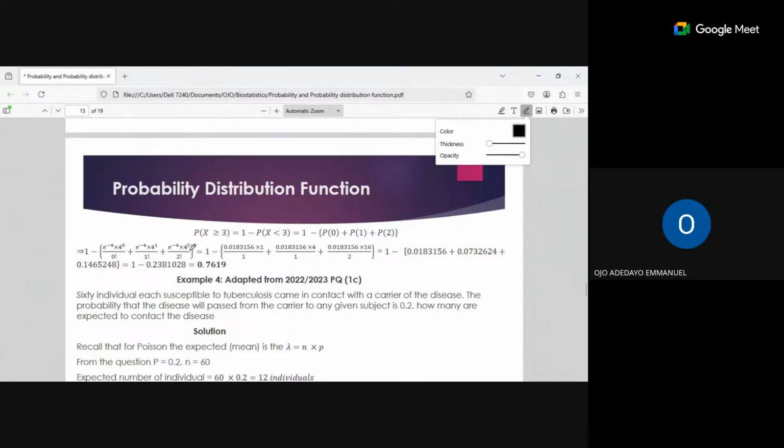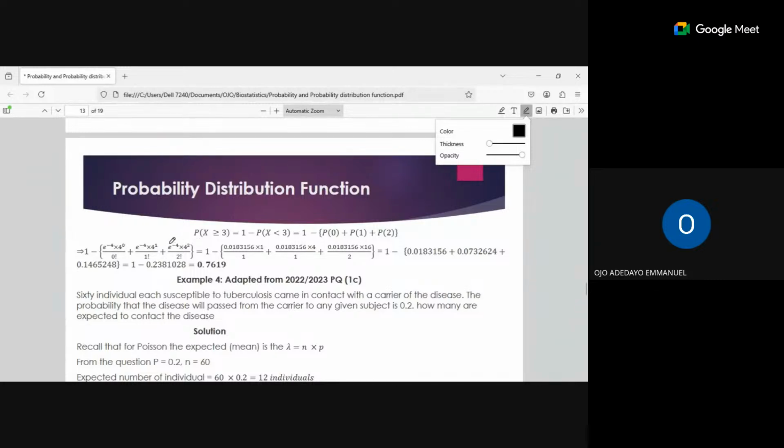The same thing, move to when x is equal to 1. Anywhere you are seeing x, put 1. X is in the lambda raised to the power x, so we have 1 factorial, then exponential minus 4. So 1 factorial is equal to 1, then the exponential minus 4 is equal to this, multiplied by 4, since 4 raised to the power 1 is 4. The next one is what? Exponential minus 4 times 4 raised to the power of 2. 4 raised to the power of 2 is 16. 4 times 4 is 16.